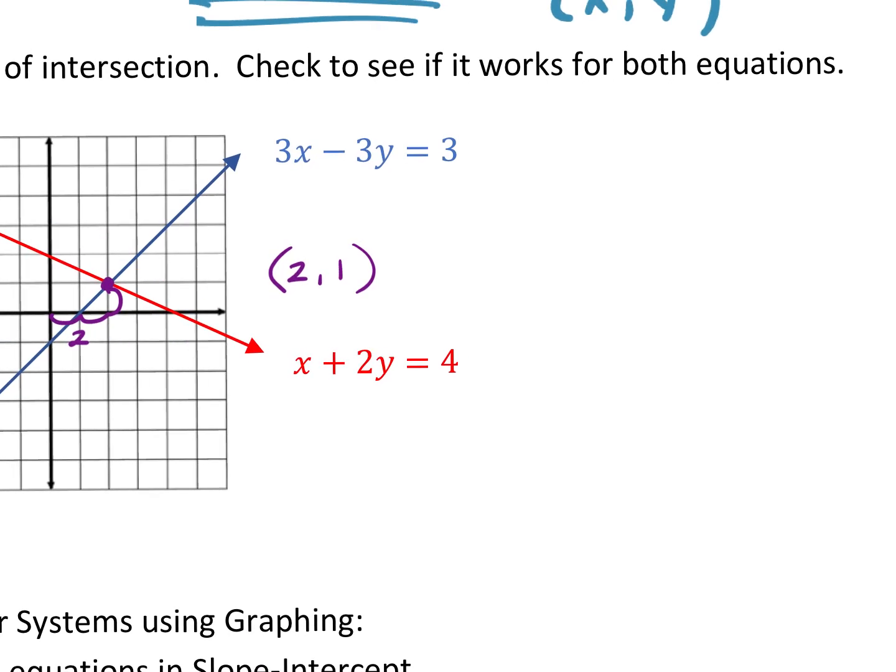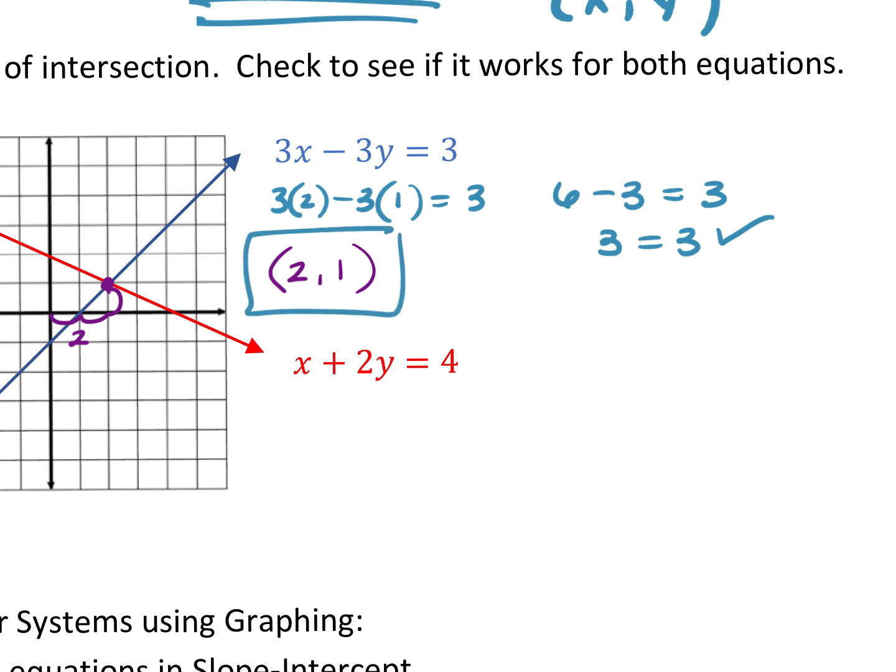What they want you to do is check, is that actually a solution to this system? So you're going to plug in 3 times the x value, which is 2, minus 3 times what? What's your y value? 1, right? Your solution was 2, 1. So 3 times 1 equals 3. So we get 6 minus 3 equals 3, or 3 equals 3, and that checks out. So we're saying 2, 1 is a solution to that first equation. Now check if it's a solution to the second one.